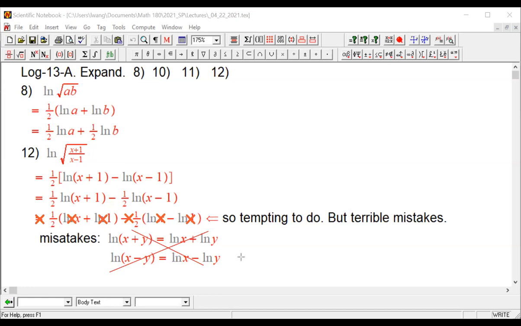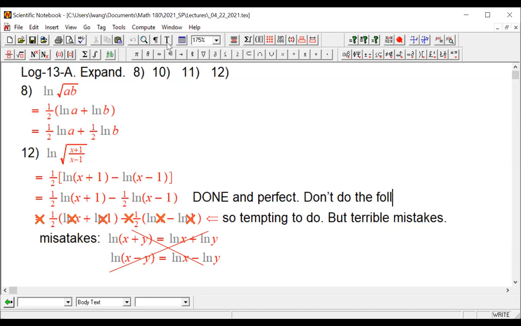So don't do it. You're done here. Okay, we're done. Don't do the following. Did you write it down? I'm asking you to write down the mistakes. You can see it's so tempting to do.